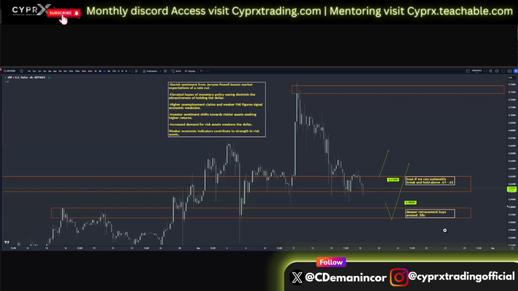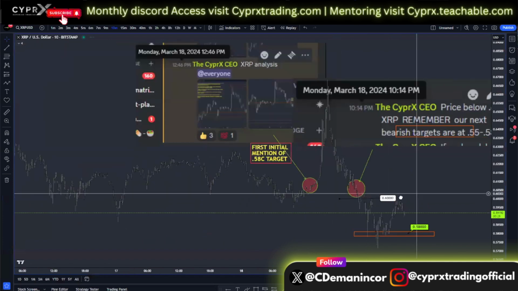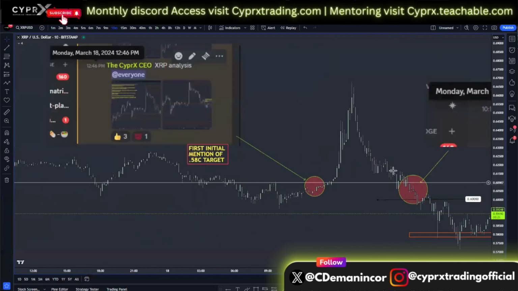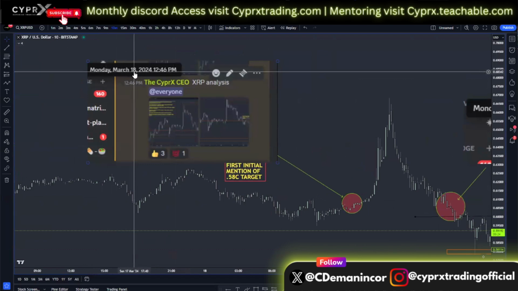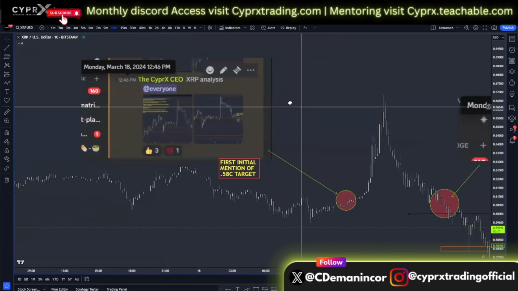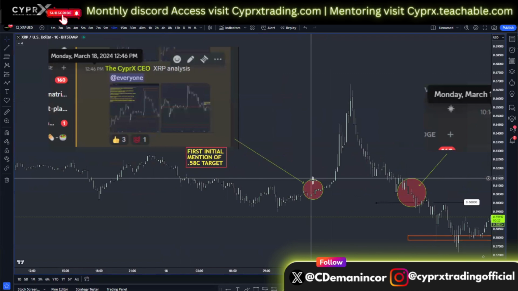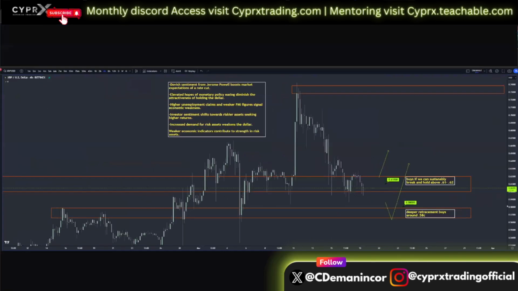Why was this? Because I was still seeing strength predominantly in the United States dollar, which I know negatively impacts risk assets. So you can see we mentioned a slight tick up above 61 cents, but then looking for a 58-cent deeper retracement. And sure enough, you can see here, just showing you guys where the screenshots exist. Here is Monday, March 18th, 12:46 p.m. So this red circle is where we put out the first analysis, looking for a slight increase in price.